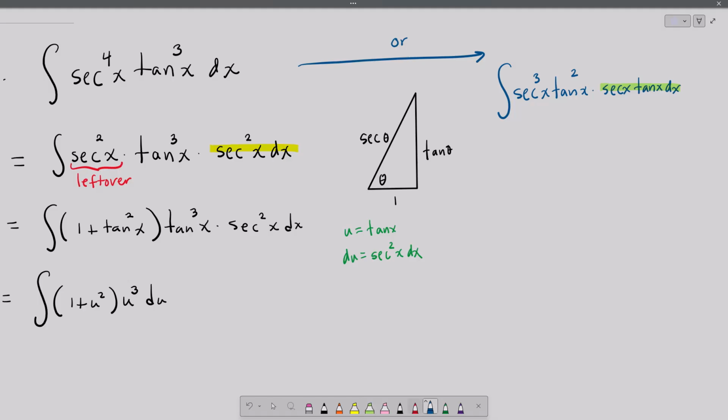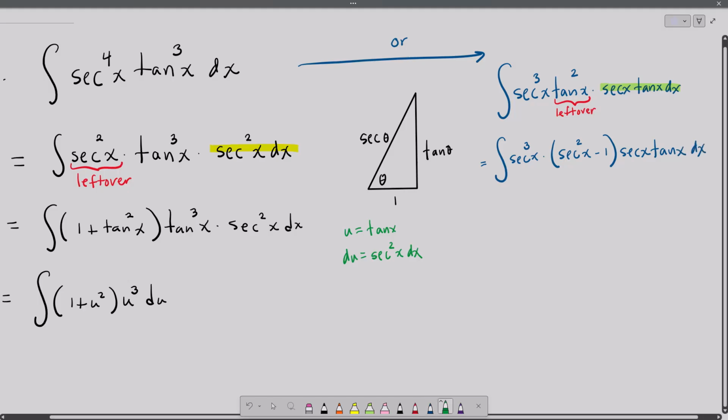So which ones are the leftovers here? Those are the leftovers. Those are the ones that we want to convert. Because the concept here is that if we let u be secant, then there's the derivative. So all these have to be secants. So we're going to convert that over to secants. So we'll have secant cubed of x multiplied by tan squared. We look at our triangle, that's going to be secant squared minus 1. And then we are good to go.